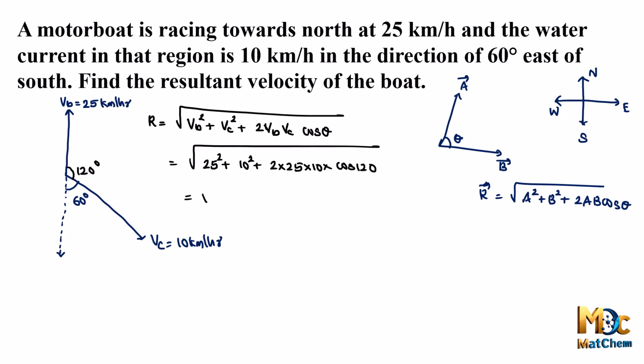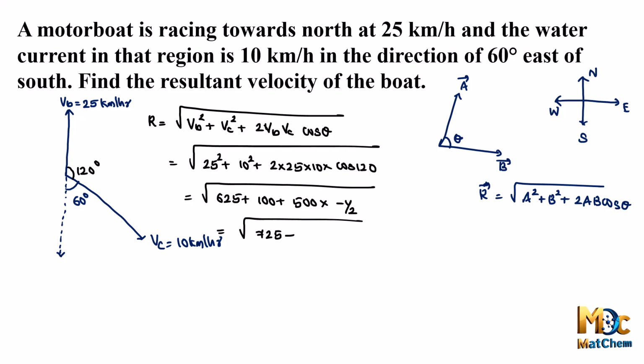That is equal to square root of 25 square is 625 plus 10 square is 100, plus 2 into 25 is 50, 50 into 10 is 500, cos 120 is minus 1 by 2. So this is equal to square root of 625 plus 100, that is 725, minus 500 by 2 is 250, minus 250. That will be equal to square root of 475. So the resultant magnitude is square root of 475.